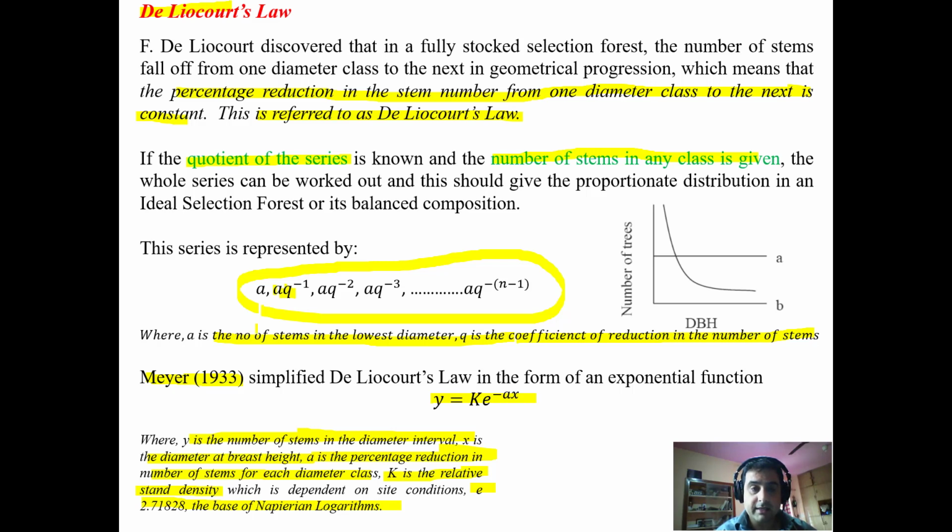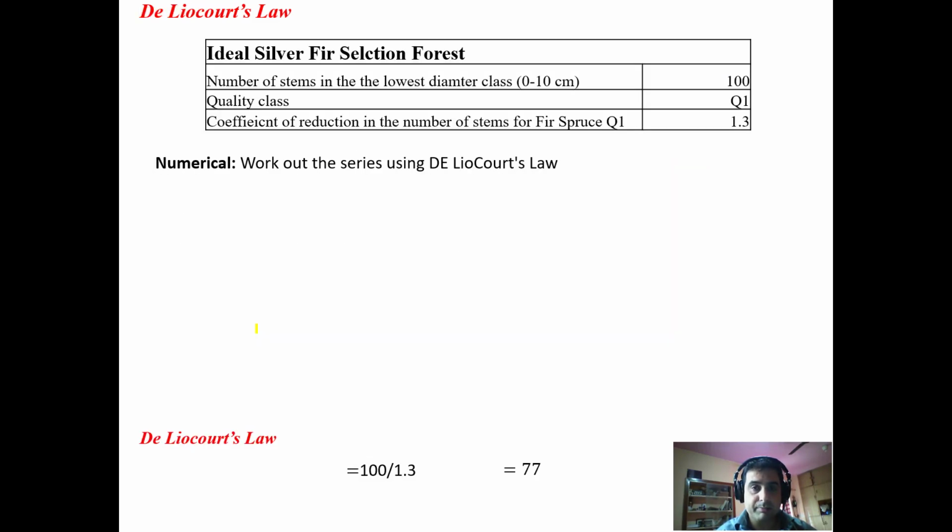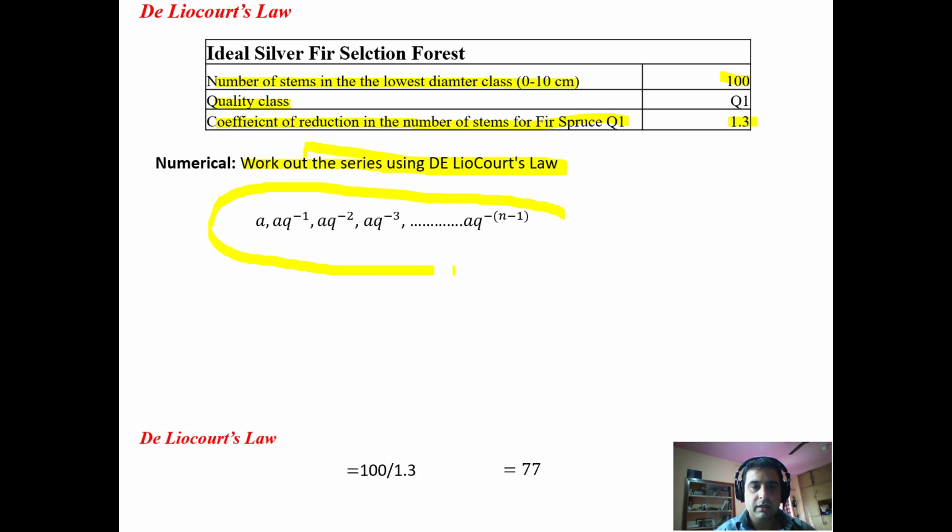We are going to understand it further by taking this example. We have the number of stems in the lowest diameter class, suppose it is given as 10, quality class is q1, and the coefficient of reduction in the number of stems, q, is 1.3. So we have to work out the series using Liocourt's law. How are we going to do that? We are going to use the same formula that is given by Liocourt. This is the series of the entire forest for the given diameter distribution.